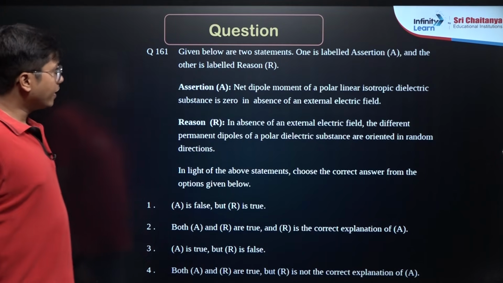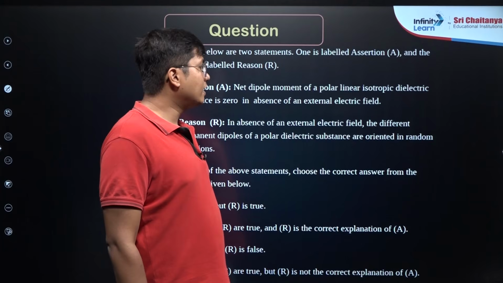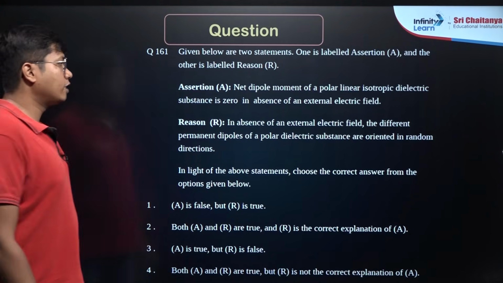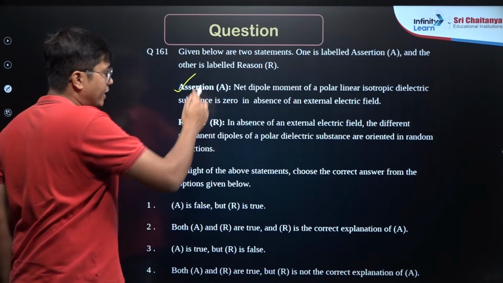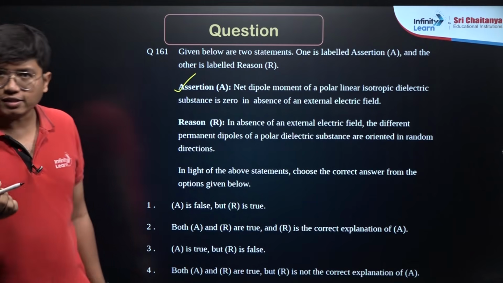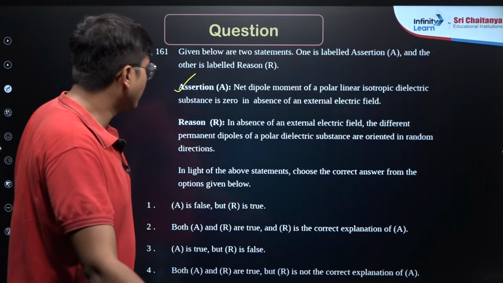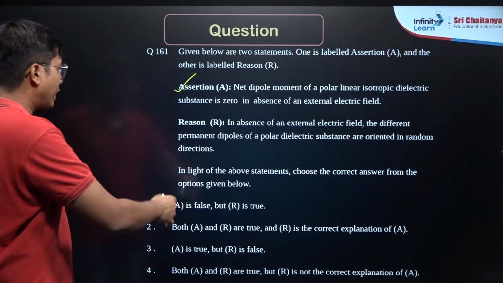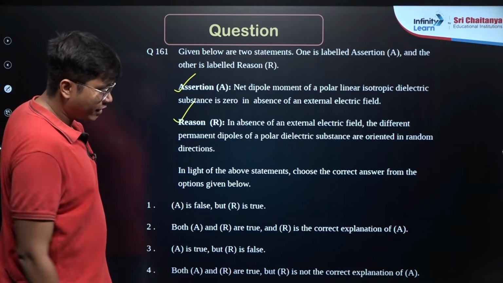Next, the net dipole moment of a polar linear isotropic dielectric substance is 0 in the absence of an electric field. Yes, because each molecule individually has a dipole moment, but they are all randomly aligned, oriented in random directions. That is correct. That is in fact the correct reason.